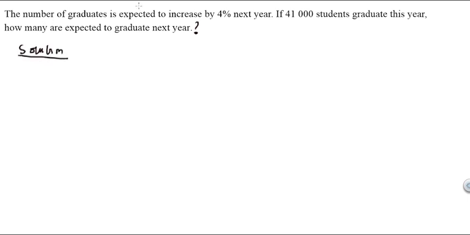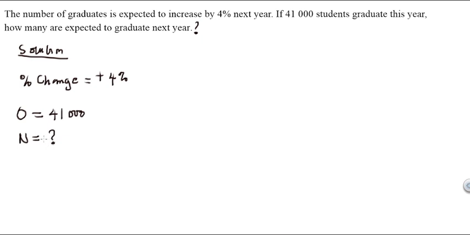The first thing is that the number of graduates is expected to increase by 4%. That means my percent change is equal to plus, remember, we have an increment in this case, plus 4%. If 41,000 students graduate this year, how many are expected to graduate next year? The 41,000 students here is the old value of graduates. This will be 41,000. And then the new value of graduates is what we are supposed to calculate.